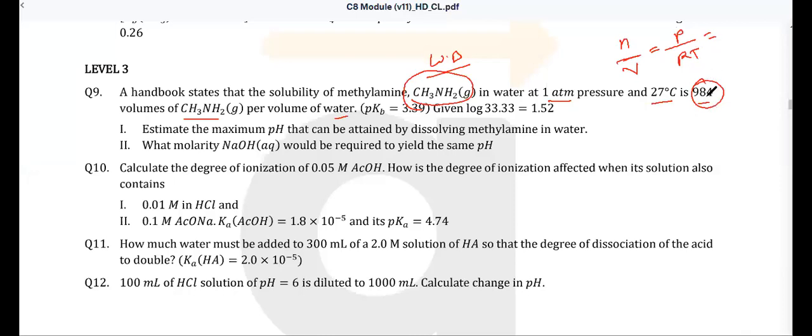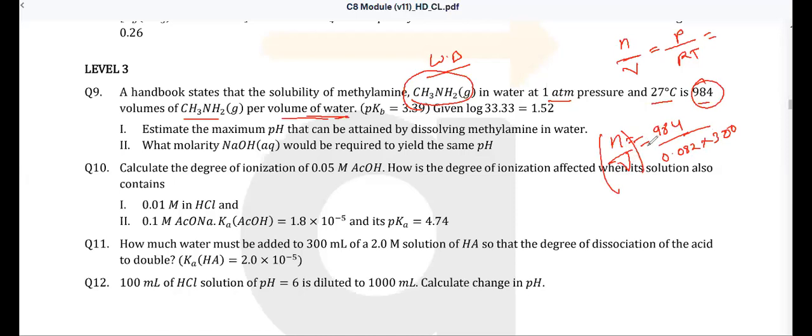It is 984 per liter per volume of water, right? So N is equal to 984 per volume of water. It is given as 984. So 984 divided by RT, which is 0.082 into 300. Okay, this is N by V.